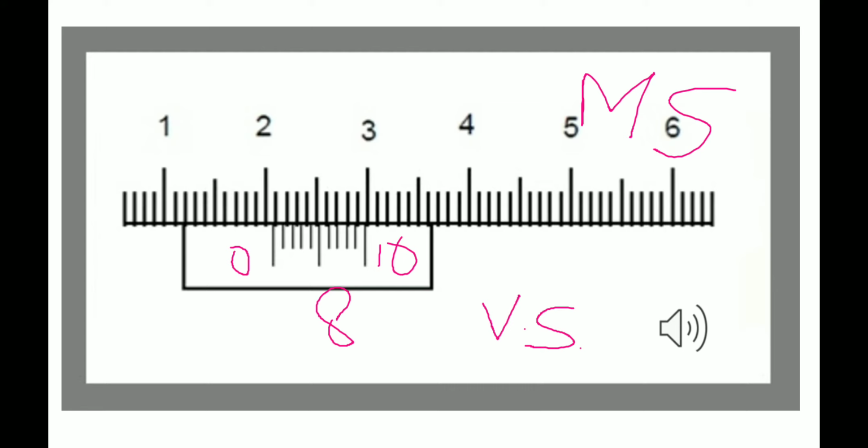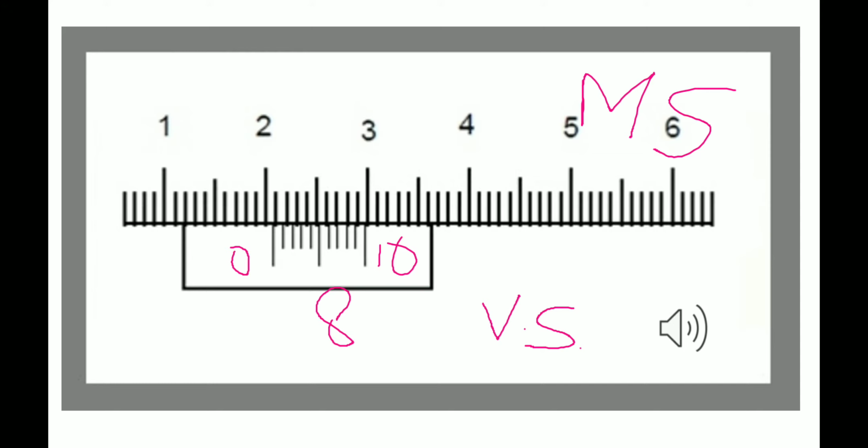Now let us come to the vernier scale reading. Which vernier reading is coinciding with the main scale reading? One is not coinciding, 2, 3, 4, 5, 6, 7.